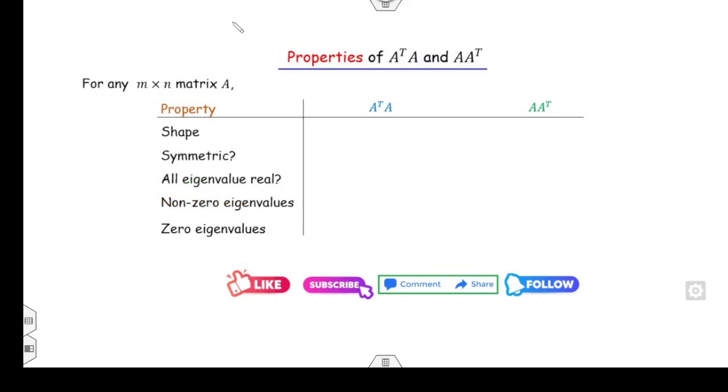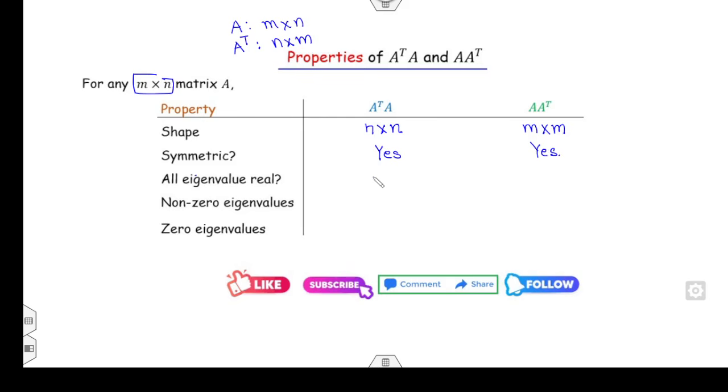Now, what are the common properties between them? Clearly, if A is my m cross n matrix, then A transpose is n cross m. Then A transpose into A is n cross n, and A into A transpose is m cross m. Is A transpose A symmetric? Yes, this is symmetric. Whether A into A transpose is symmetric?